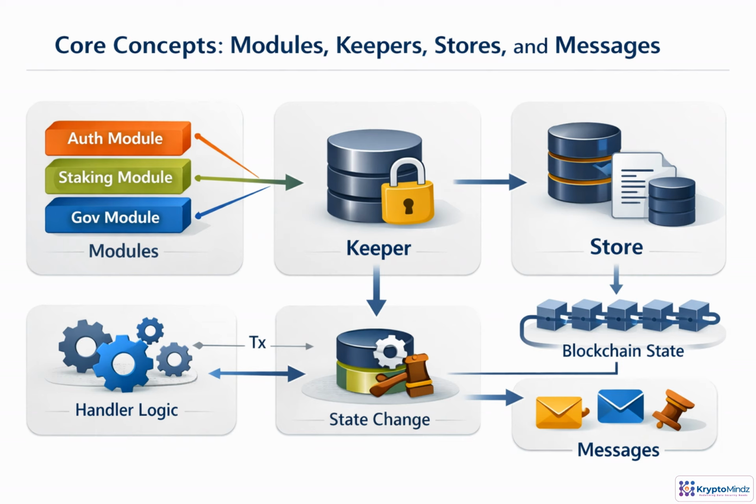Now we move from consensus foundations into application architecture. Cosmos SDK chains are built from modules protected by keepers, persisted in stores, and changed through messages. Once you understand that flow, you can design custom blockchain functionality that is reliable, maintainable, and easier to reason about.